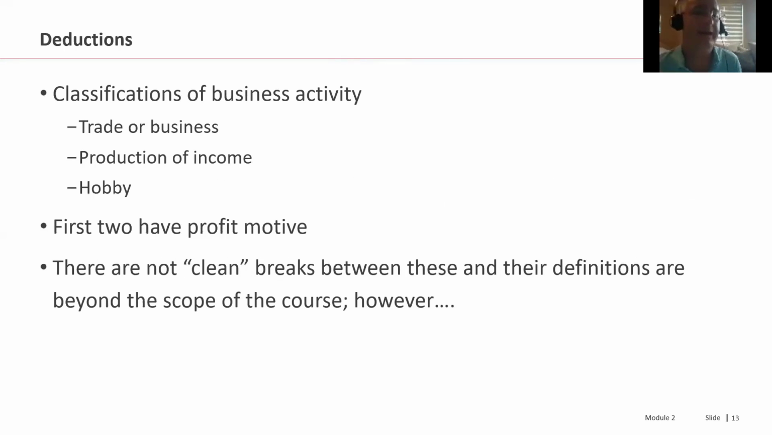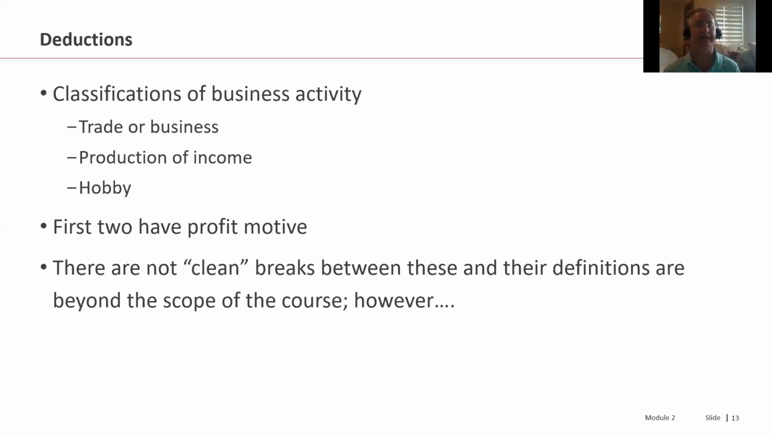Okay, so before we get too far along, I want to talk about classifications of business activity. We're not going to get deep into these definitions, but we've already mentioned two of them. Before we go any further, we've got to break it down a little bit. So we know that you can be passive and active. But you can also classify business activities a different way. They could be a trade or business, they could be for the production of income, or they could simply be a hobby. Now the first two have a profit motive. Trade or business and production of income are activities you're engaged in for a profit motive.